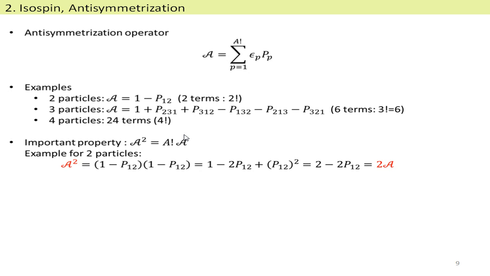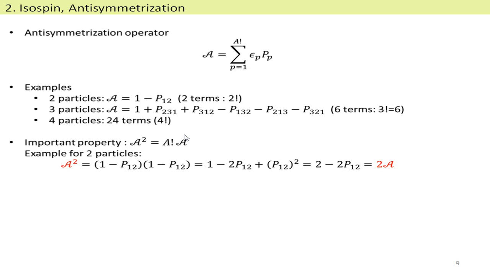And okay, so you can easily consider some specific examples. So with two particles, it's very easy. It contains two terms. One means that you change nothing. And the second term is P12, so you exchange particles 1 and 2. These are the two terms that you expect from factorial 2. There are no other possibilities.